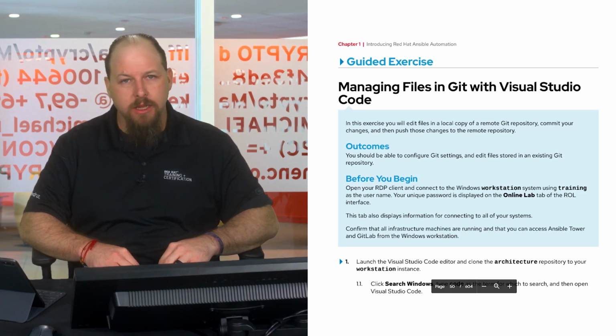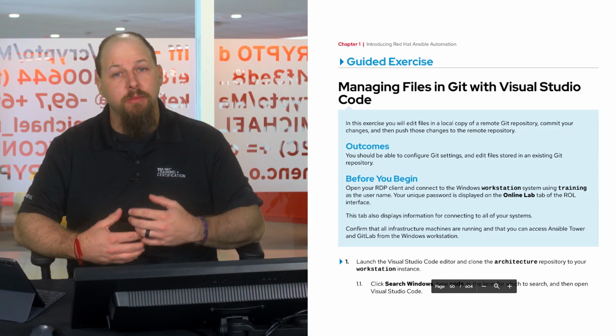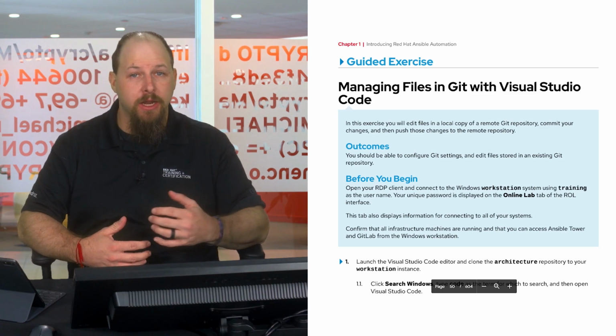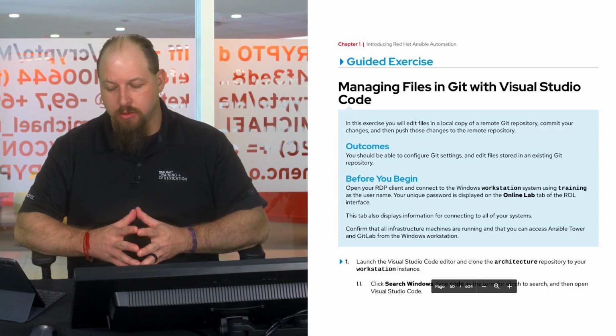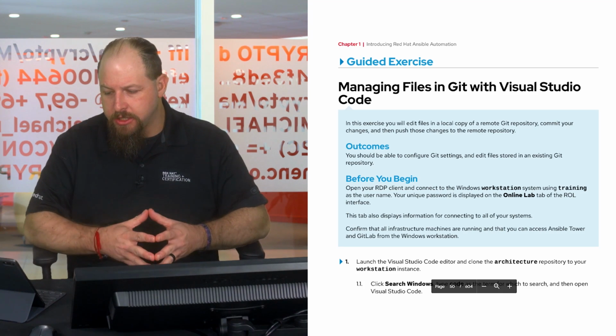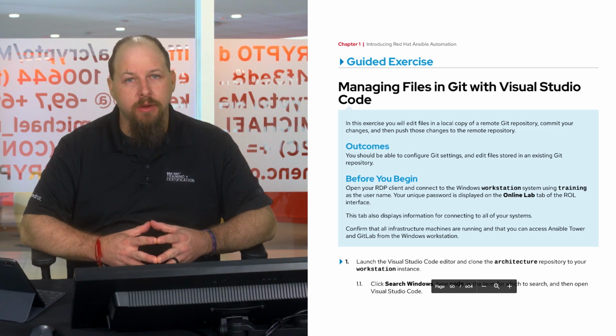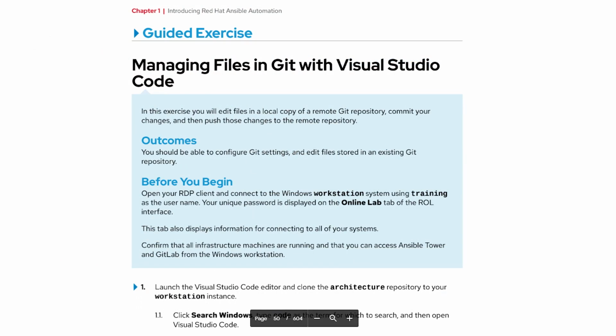Welcome to the guided exercise on managing files in Git with Visual Studio Code. Let's take a look at how we're going to use Visual Studio Code in this exercise to manage the files that we'll edit and author throughout the rest of this course. The first step will be to connect to your workstation and launch Visual Studio Code. Once there, we'll clone down a repository that we're calling Architecture.